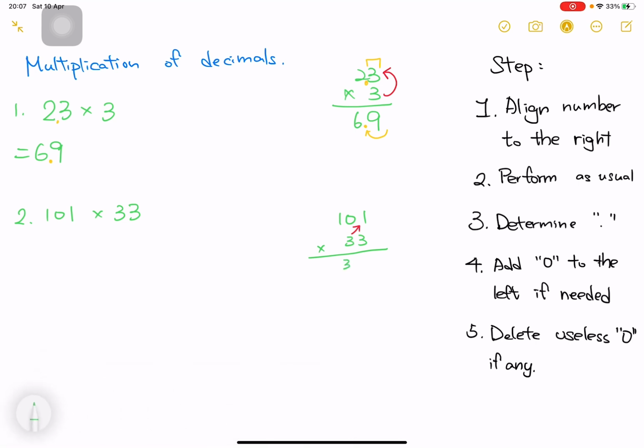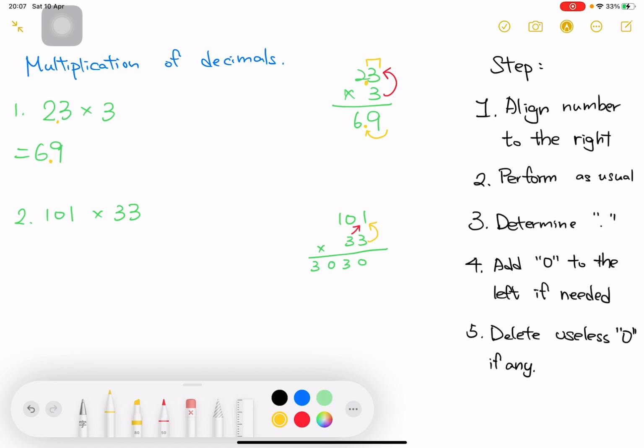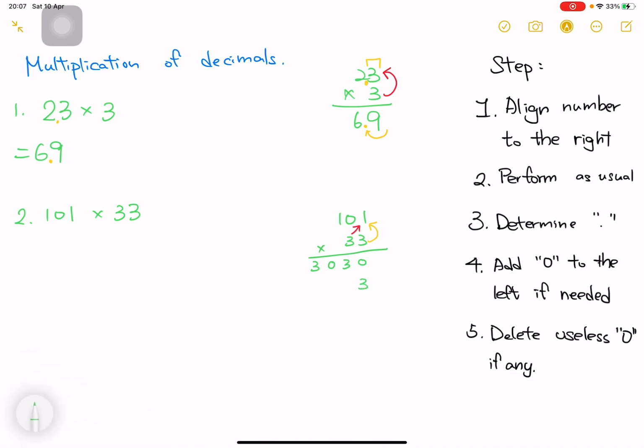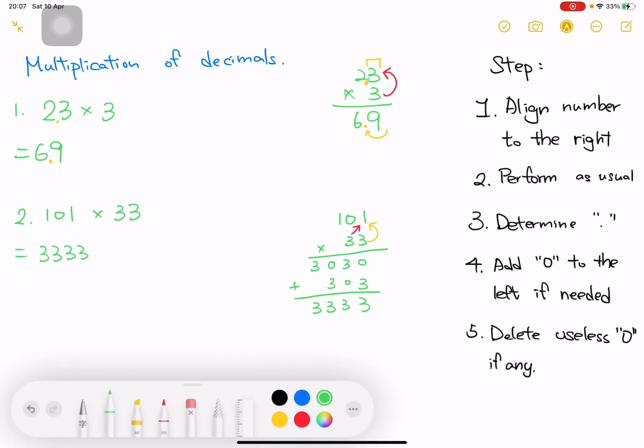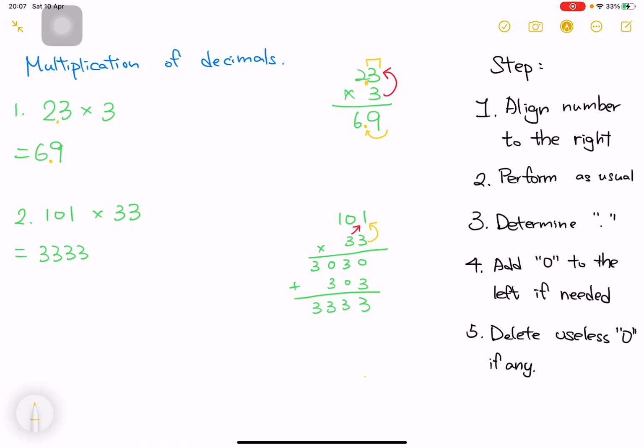3 times 1 is 3, and then 3 times 0 is 0, and 3 times 1 is another 3, and I get back the 0 here. And the next part is 3 times 1, which is another 3, and then 3 times 0 is 0, 3 times 1 is 3, so that I can add these two numbers together, which gives 3, 3, 3, 3. And the answer that I get is 3,333.